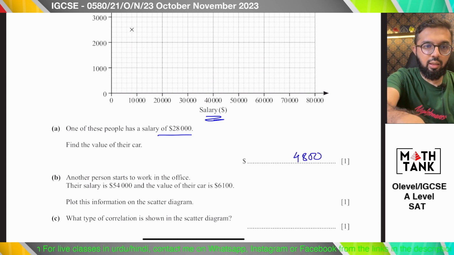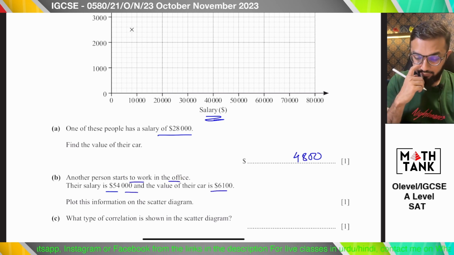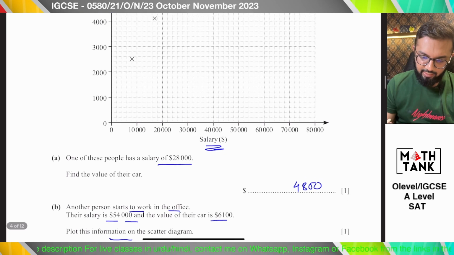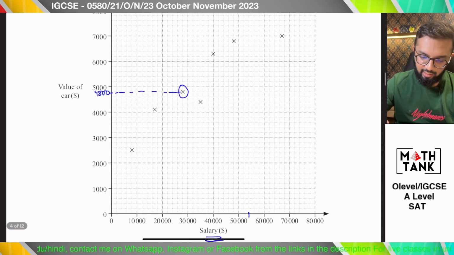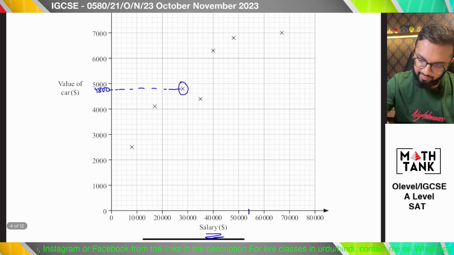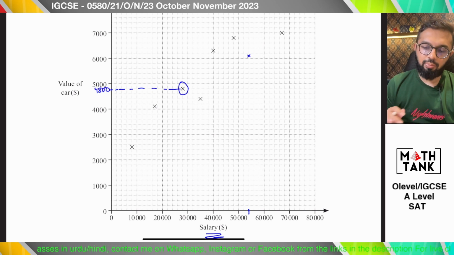Then going on, it says another person starts to work in the office. Their salary is 54,000 and the value of the car is 6,100. So plot this information on the scatter diagram. So 54,000 is on this line and I go up to 6,100. 6,100 should be somewhere in the middle because one box is like 200 units. So that's where my mark should be.